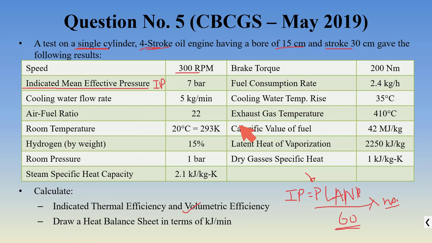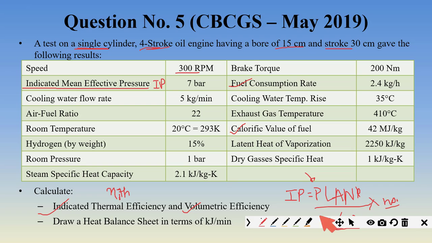We already know how to find thermal power: fuel consumption rate into calorific value. So we can find thermal power, and if we know indicated power and we know thermal power, then indicated power divided by thermal power is the indicated thermal efficiency. So that is how we are going to do this. So first let us look at these two things, then we will come back to our heat balance sheet.